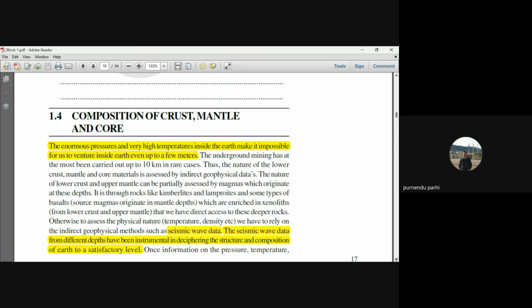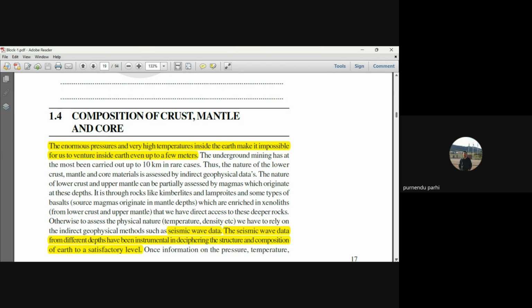The enormous pressure and high temperature inside the earth make it impossible for us to venture inside the earth even up to a few meters. The underground mining has at the most been carried out up to 10 km in rare cases. Thus, the nature of the lower crust, mantle, and core material is assessed by indirect geophysical data. The nature of lower crust and upper mantle can be partially assessed by magmas which originate at this depth.